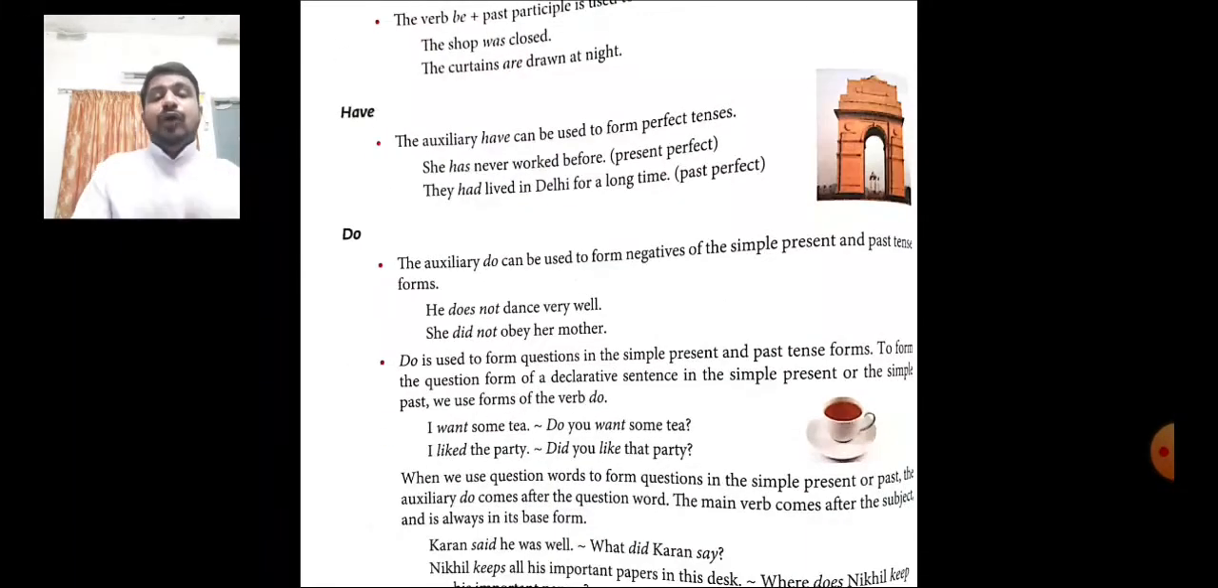The second use is to form questions in the simple present and past tense. For example, I want some tea. Do you want some tea? I liked the party. Did you like the party?